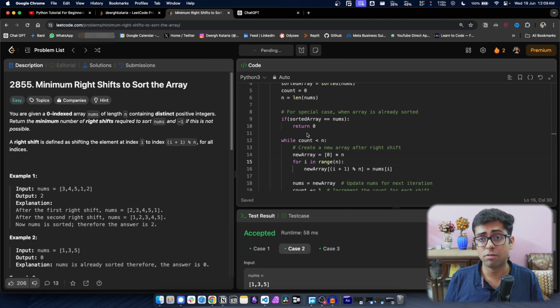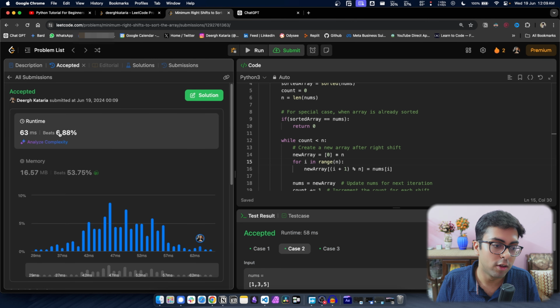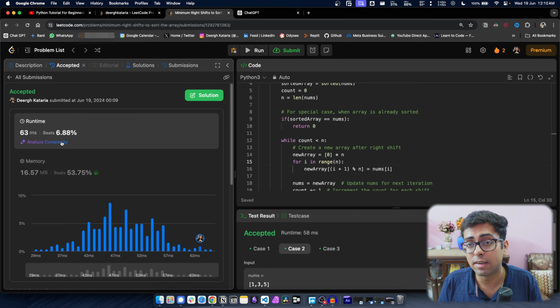Let's see, fingers crossed, maybe it works, maybe it doesn't. It worked. Don't be disappointed by this. In advance, I'm saying this. It's going to tell you that your code only beats 6.88% of the solutions and it tells you the time complexity. What's important for us is the time complexity.